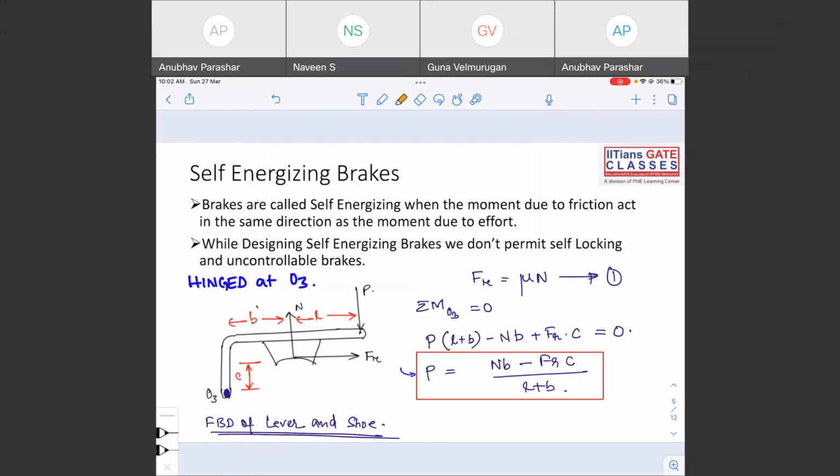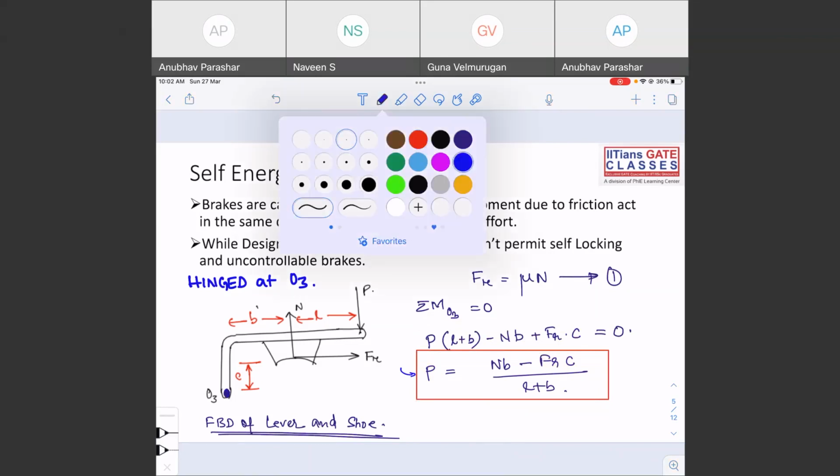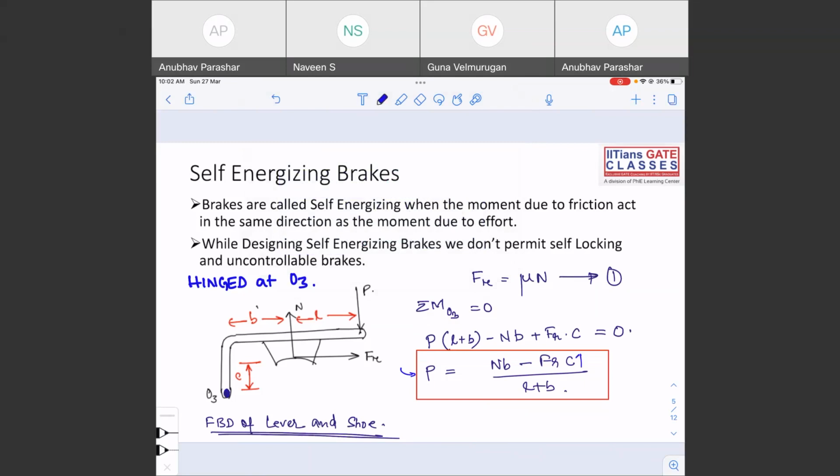Now if you see here, the friction force is actually helping us to break the system. How? You can see clearly, the more the friction, the more it is getting subtracted. The friction force is getting subtracted, so less will be the effort required. More is the friction, less will be the effort required.